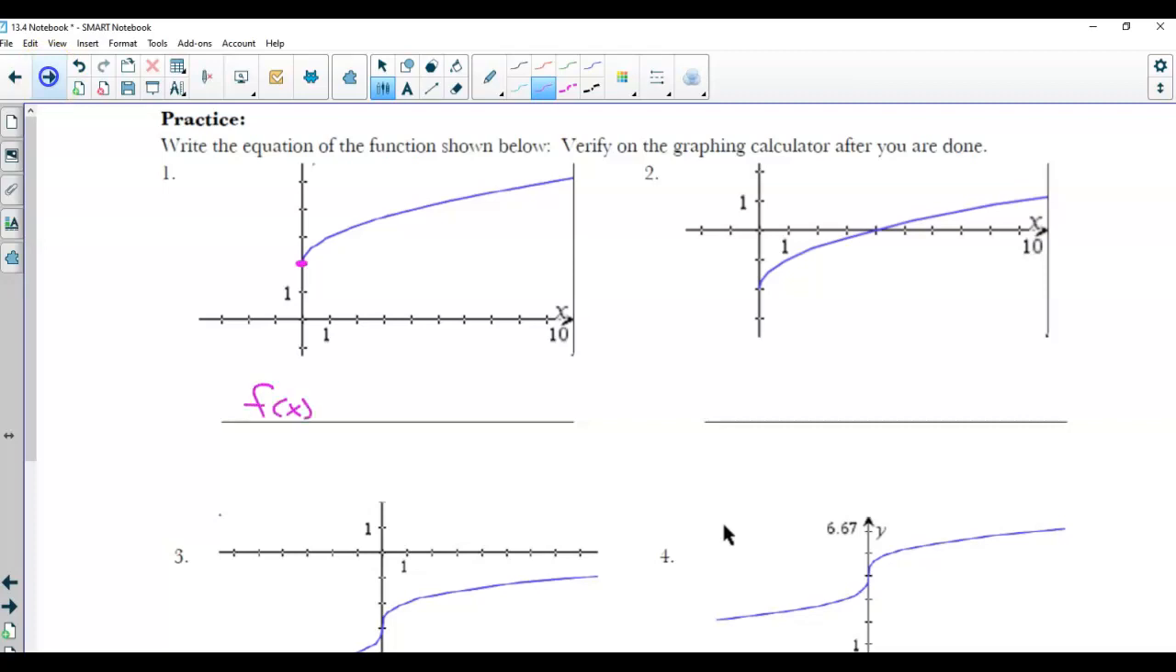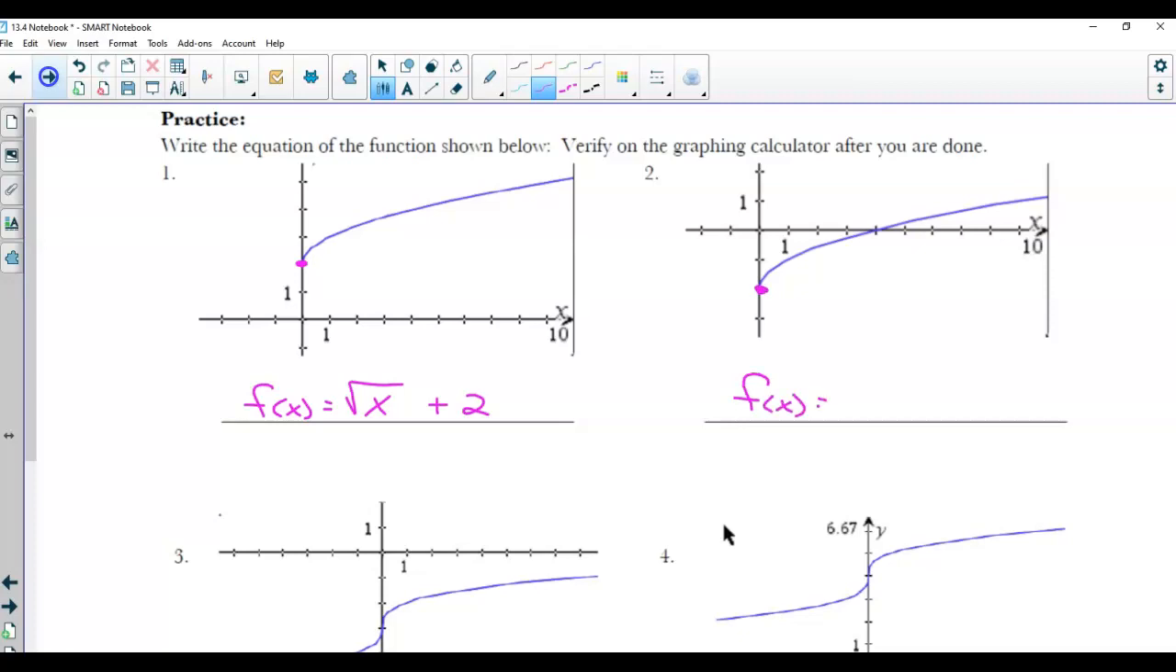So I know f of x is going to equal the square root of x. And because it didn't go horizontal, I'm not putting anything underneath the root. But because it did go up 2, I'm going to put the same sign on that 2 for my vertical. This one here, here's my starting point, okay?